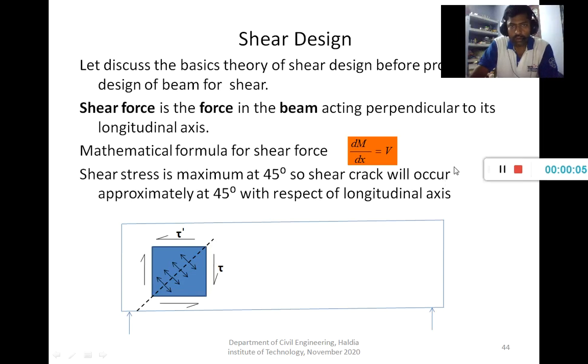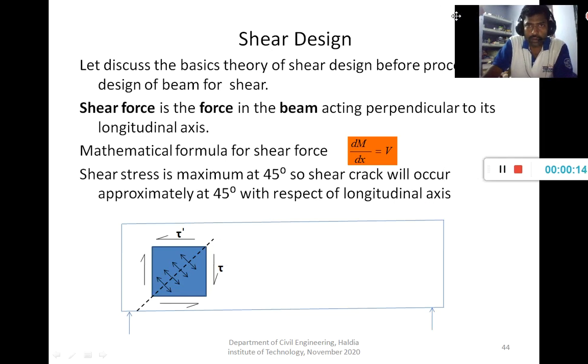So the remaining part of simply supported beam design is discussed here. So in shear design, before starting the shear design, let's discuss the basic theory of shear design.